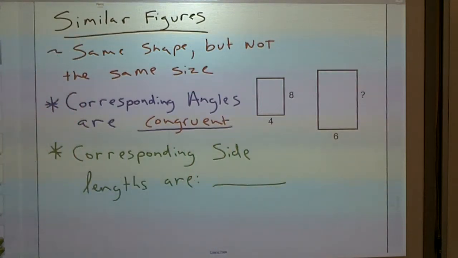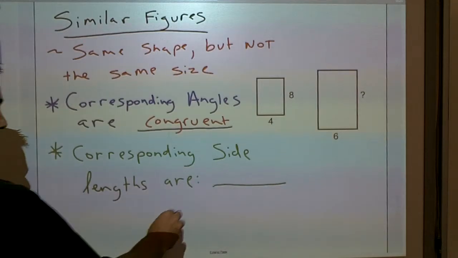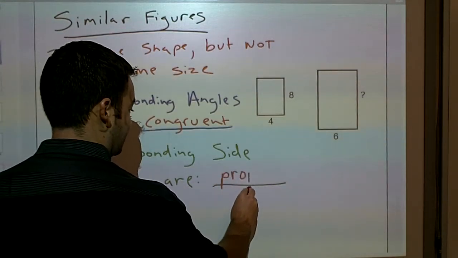Meaning that if we're dealing with rectangles, obviously they all have to be 90-degree angles. Once we get into triangles and trapezoids and that sort of thing, their angles would have to be the exact same thing in each figure. Okay. Corresponding side lengths, however, in these cases are going to be proportionate.